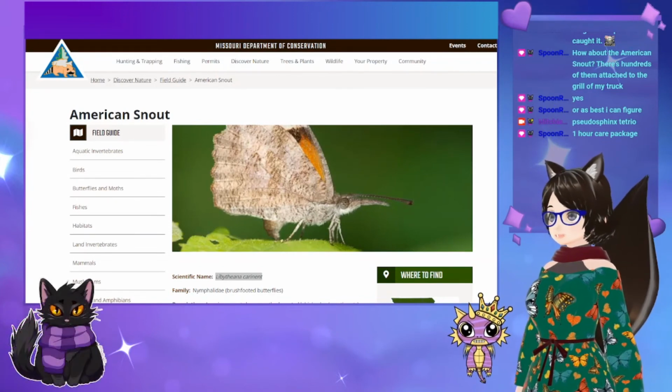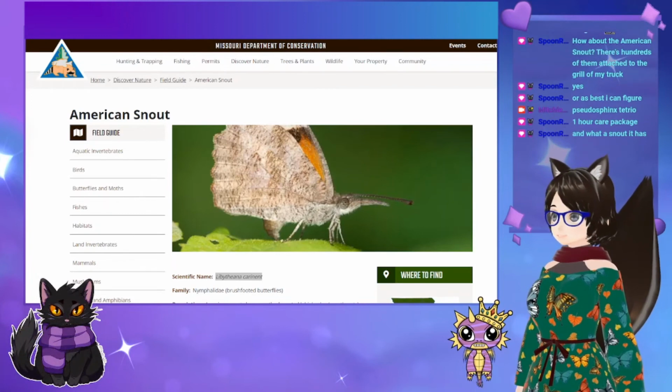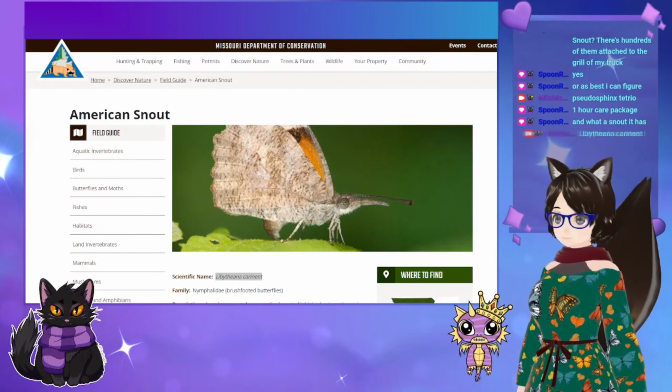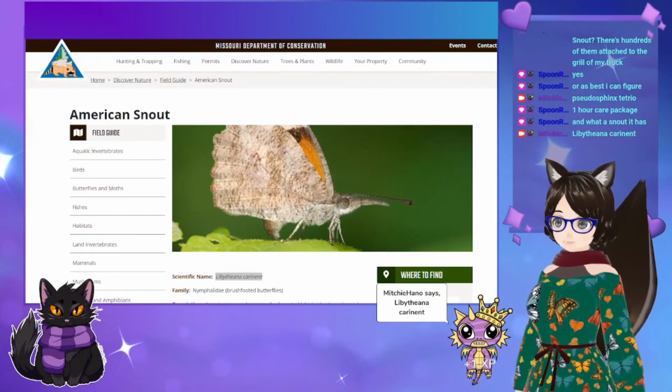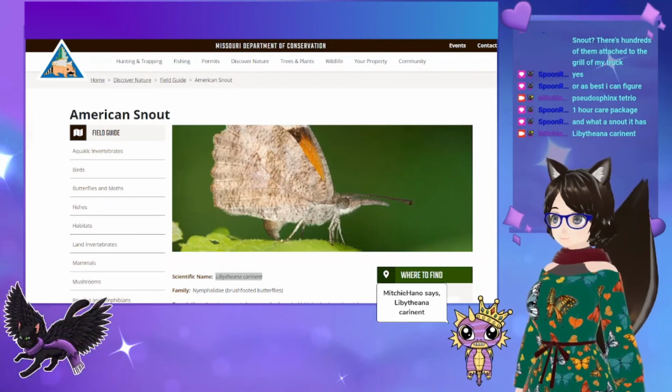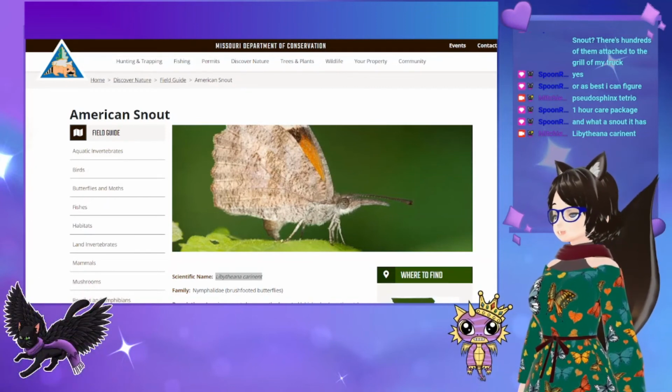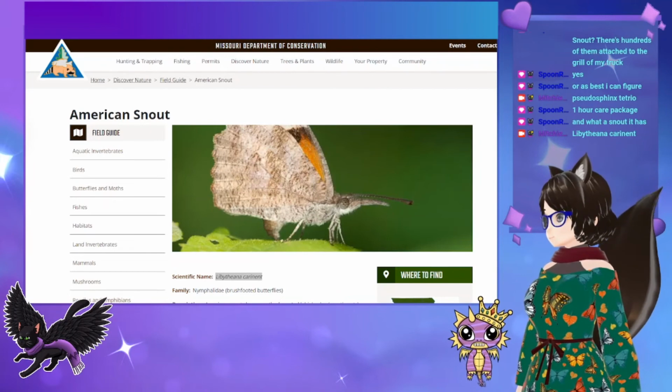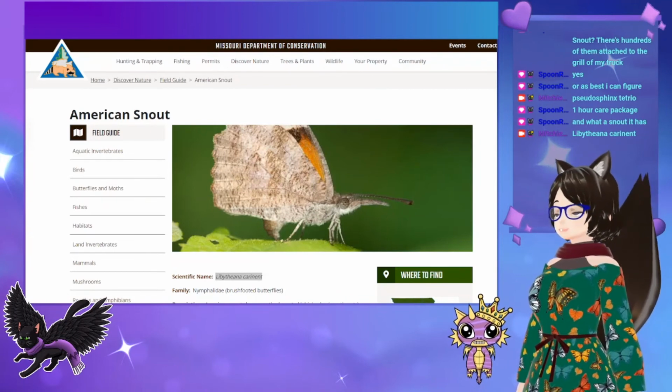So yeah, we're going to make it a thing now. Spyro's going to read the scientific names of all the animals. Libytheana carinenta. They said it a little fast, but that's okay. And what a snout it has.